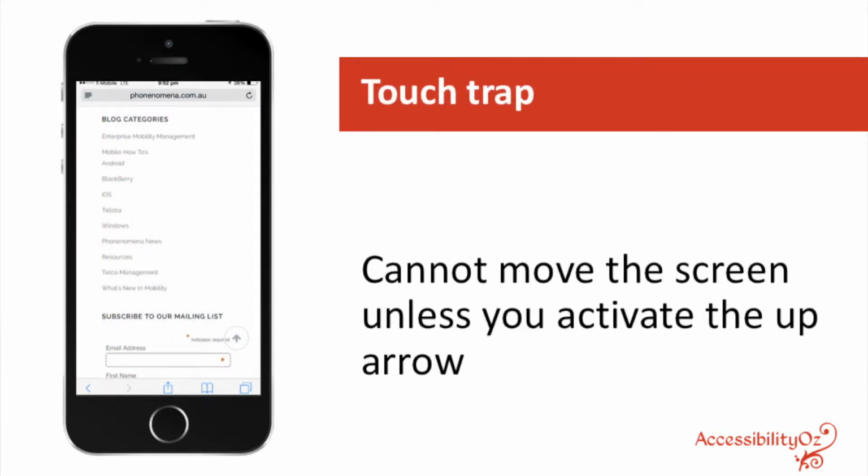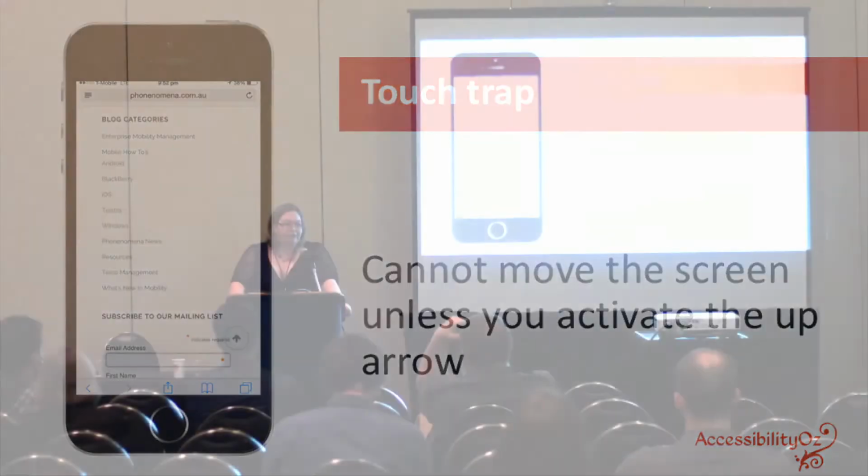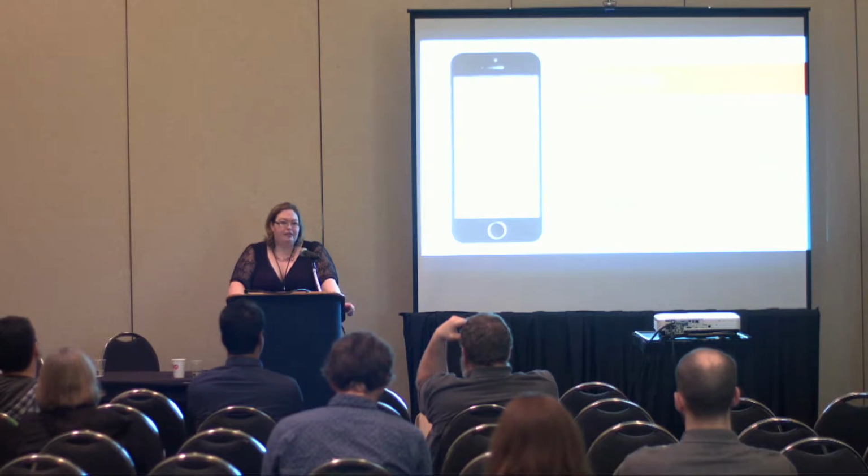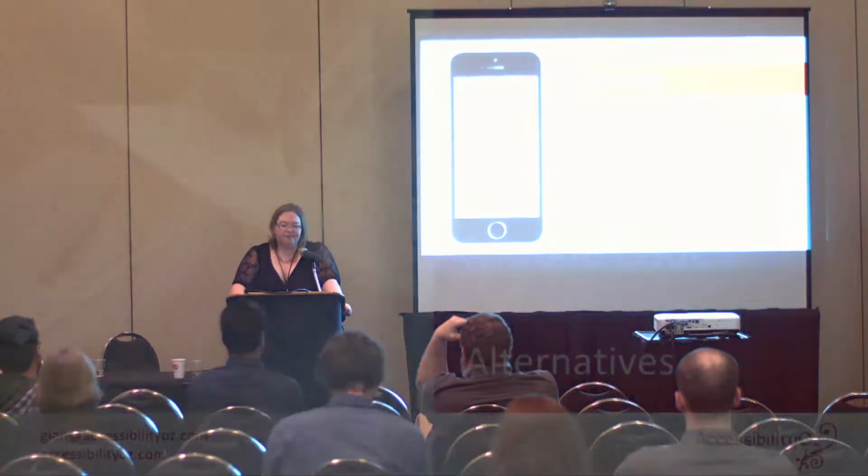And this is one I found quite recently. I've called it a touch trap. In the bottom right-hand corner, there's a little arrow, which is grey on a white background. It's very difficult to see. And basically, swiping doesn't work once you get to the bottom of the page. You can't swipe to go back up the page because the only way you can go back to the top of the page is by activating that arrow.